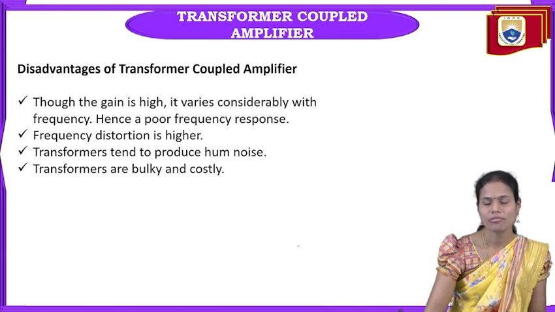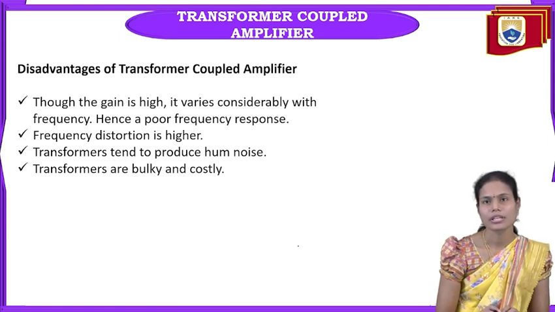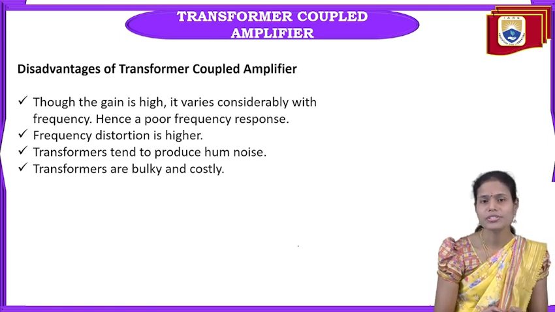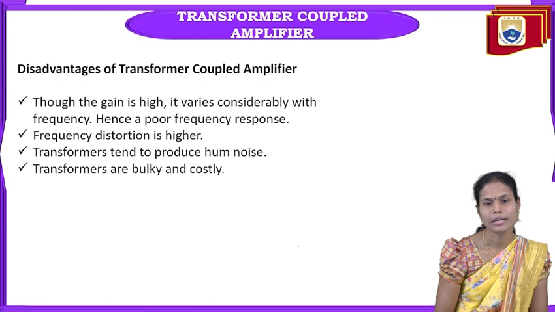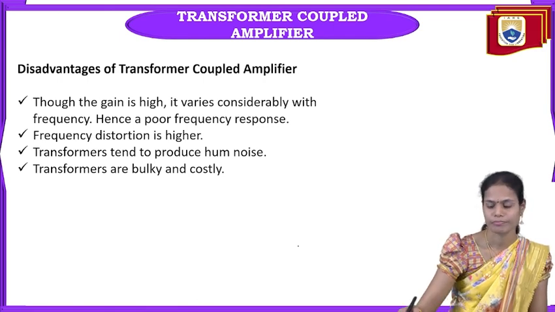While coming to the disadvantages of the transformer coupled amplifier, even though the gain is very high, it varies with the frequency here. Once the gain varies with the frequency, the frequency response is poor. Why? Because we get frequency distortion in the high frequency range. That is the drawback of the transformer coupled amplifier. It also provides hum noise in the circuit, and it is very bulky and costly because of utilizing the transformer between the two stages.